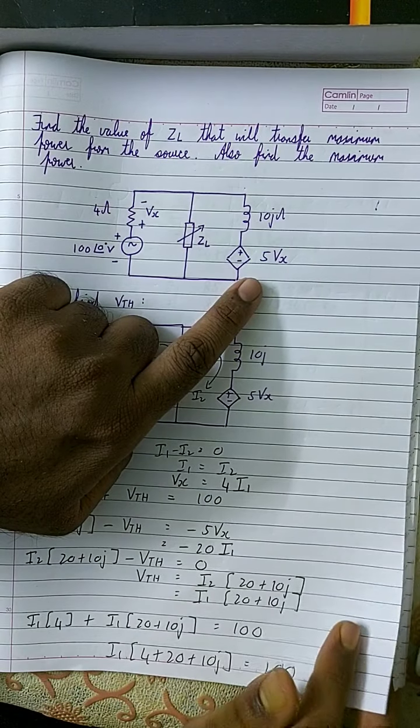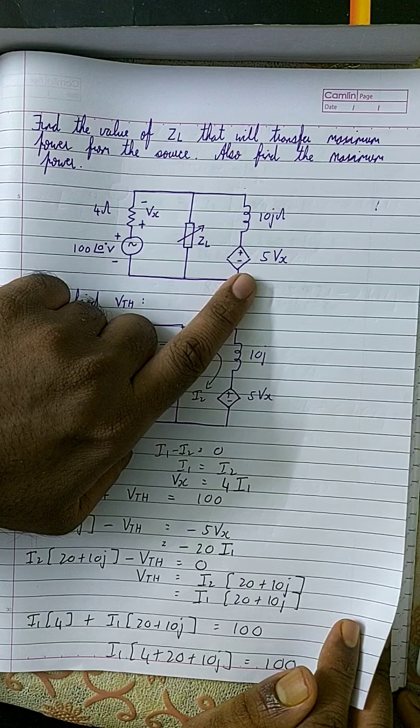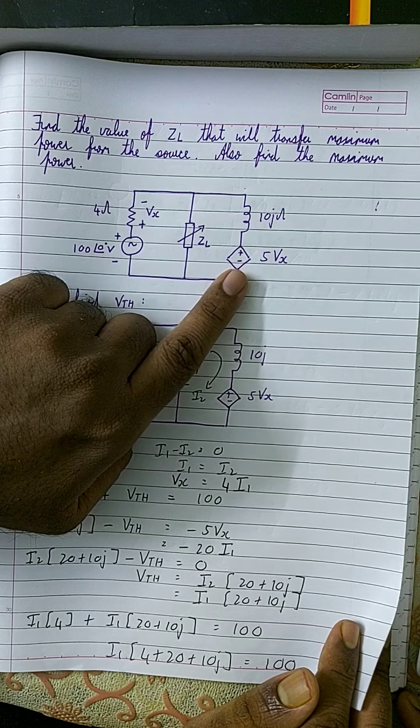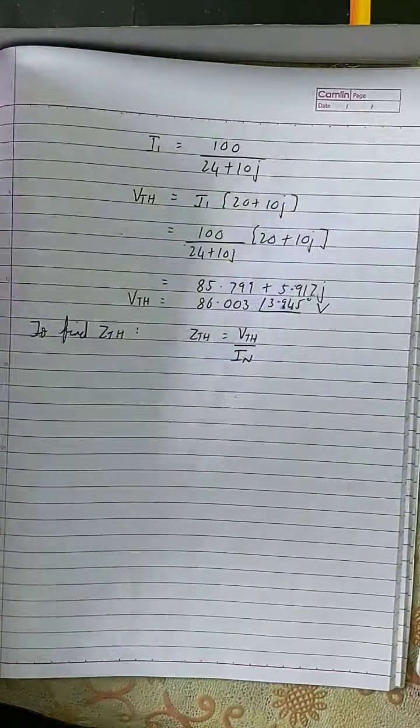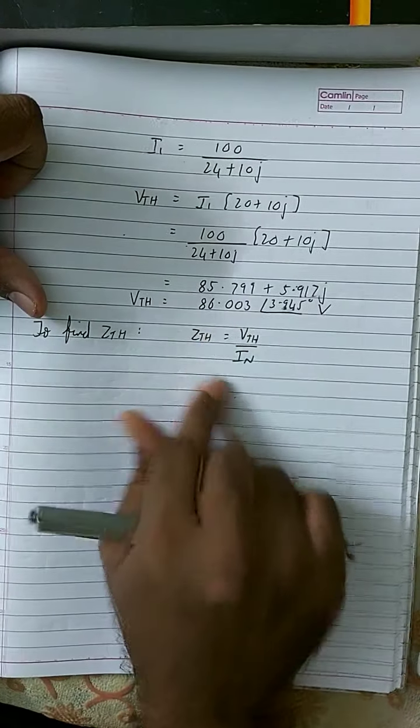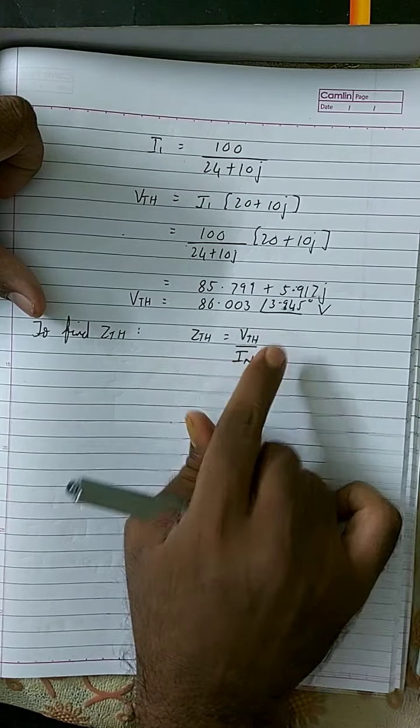Because this circuit consists of a dependent source, you can neither short it nor open it. So the only way of handling this problem is by using the equation ZTH is equal to VTH by IN, which means you need to find the value of IN also in the circuit to find the value of ZTH.